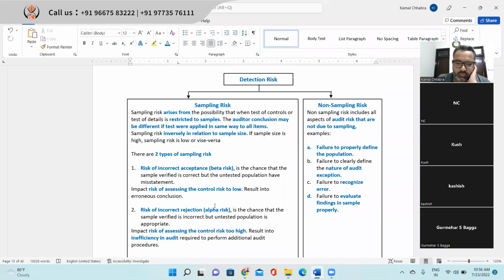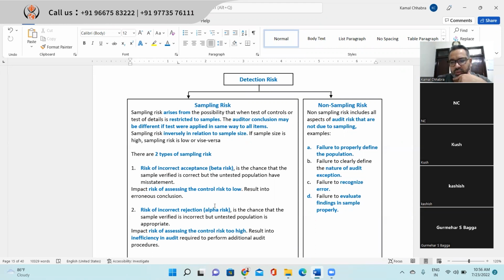It is just that the sample we selected, we did not test it accurately, and that's why the sample we have tested properly, unfortunately we got more mistakes in the sample, and on the basis of those mistakes we are rejecting to rely on the control of the entire population, and then we end up doing more test of details. However, the remaining population was appropriate. Sample testing for test of details. Yes. Okay. Makes sense.